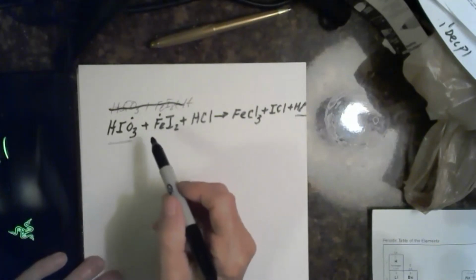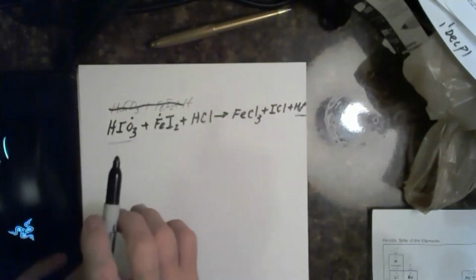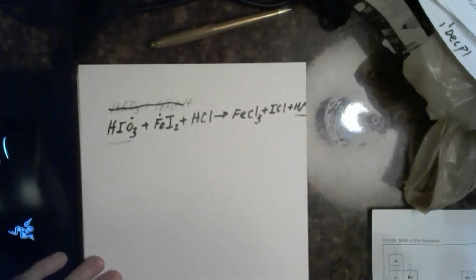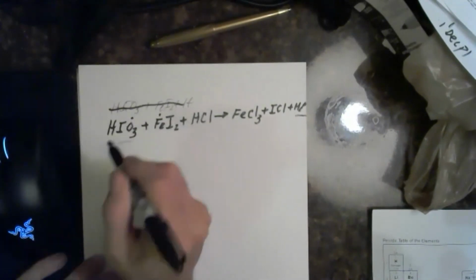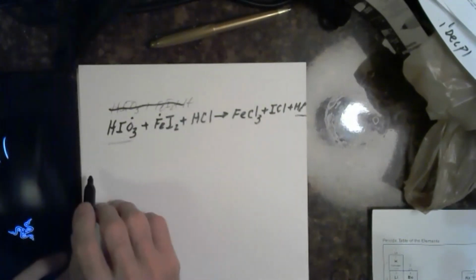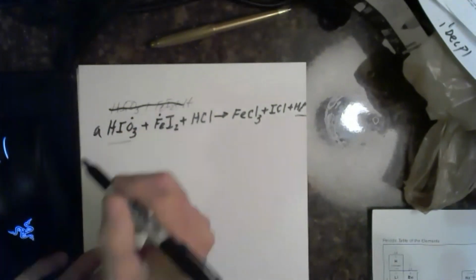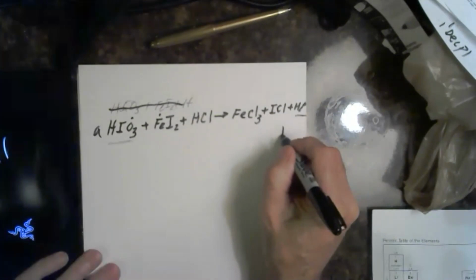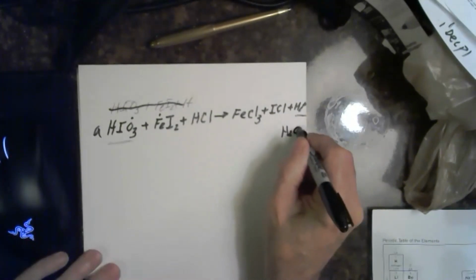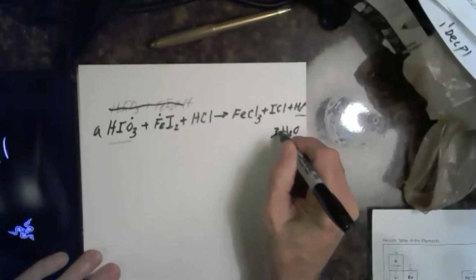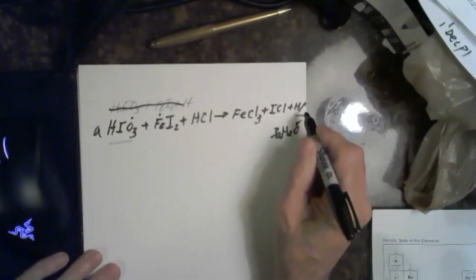Now, what did I tell you? In those cases, you pick the one with the most atoms. So what I'm going to do is I'm going to pick oxygen to balance. And if I had an A right here, then over here for water, I need a 3A. Now that will balance oxygen.